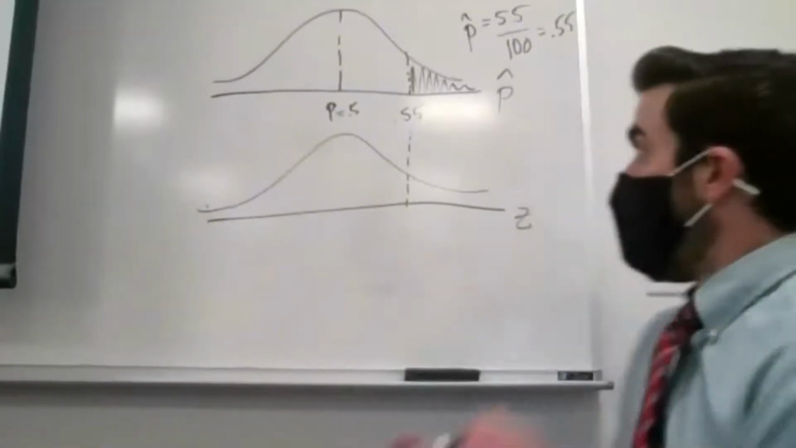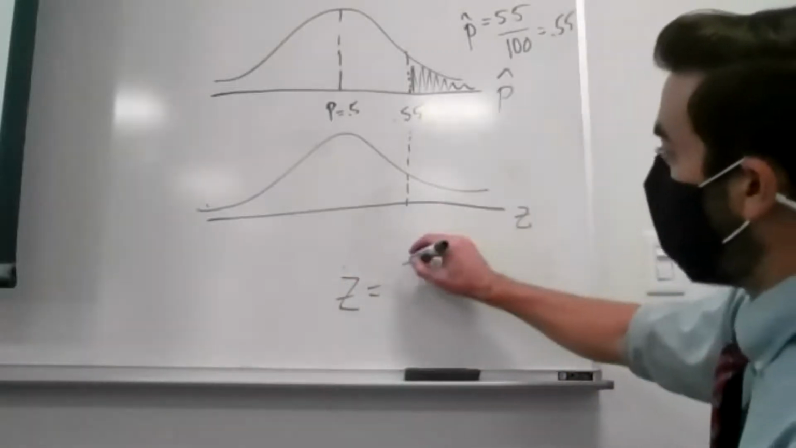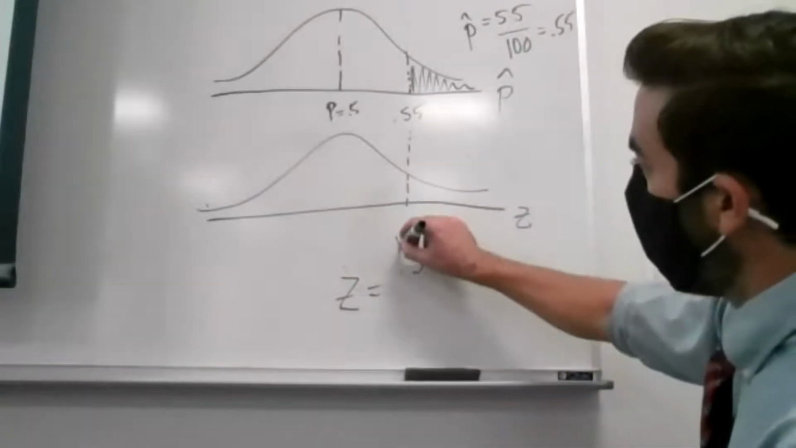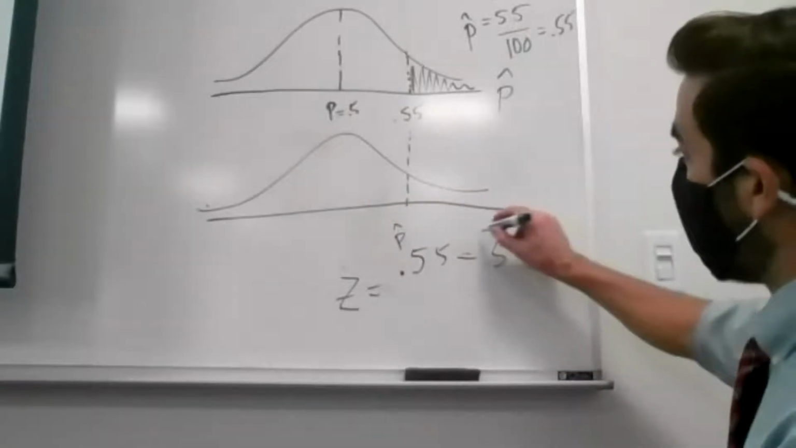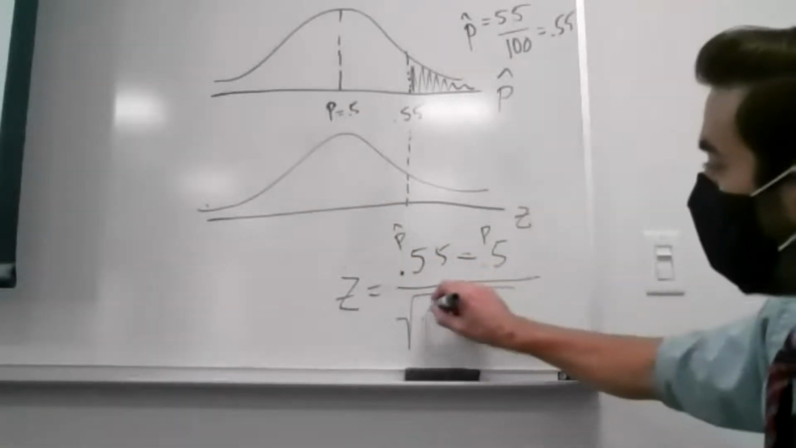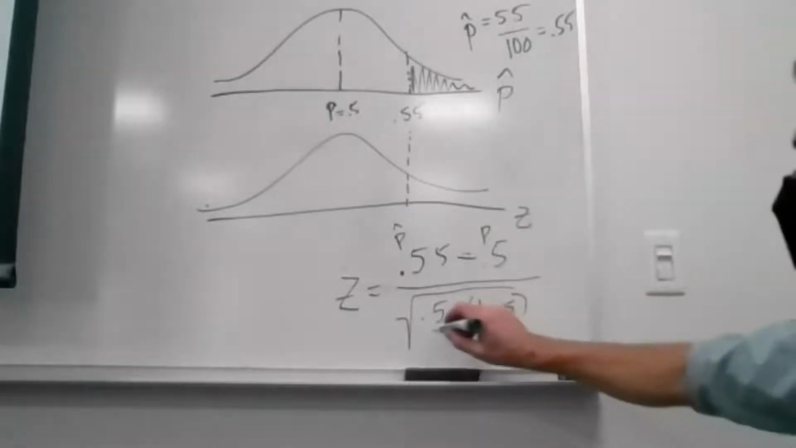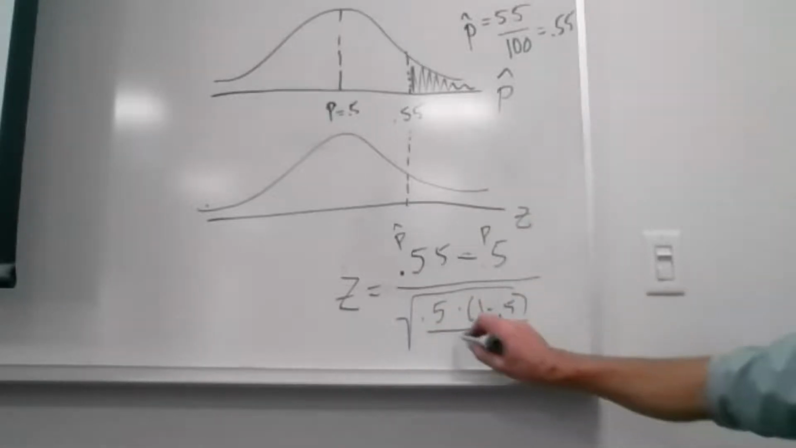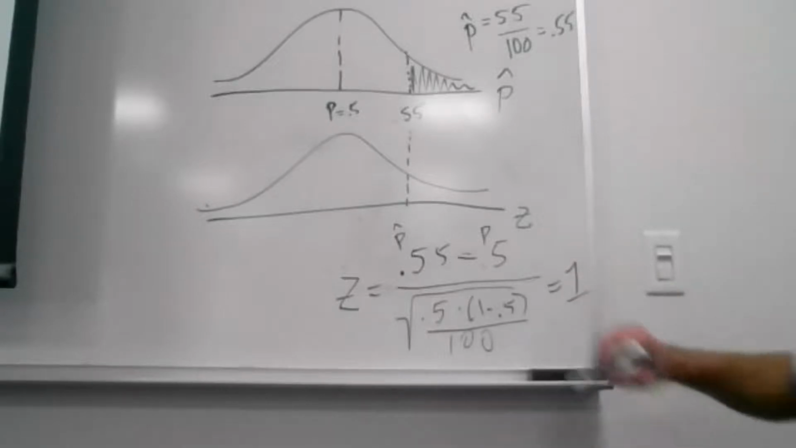Okay? So I could just go ahead. For the numerator, use that cutoff value of 0.55. That was my sample proportion cutoff value I'm interested in. Subtract the population proportion of 0.5, then divide by the square root of 0.5 times 1 minus 0.5, or the population proportion times 1 minus the population proportion, divided by my sample size of 100 there, okay?